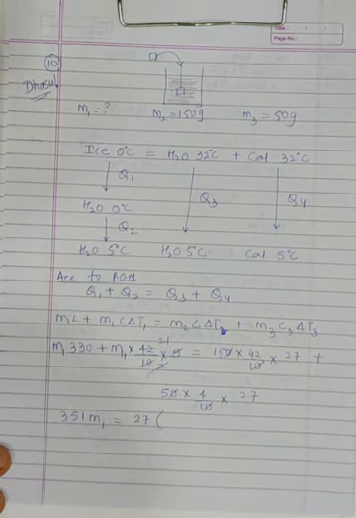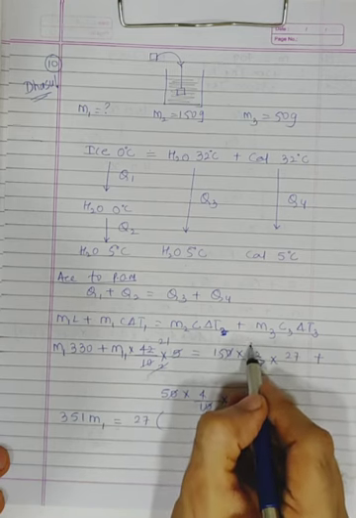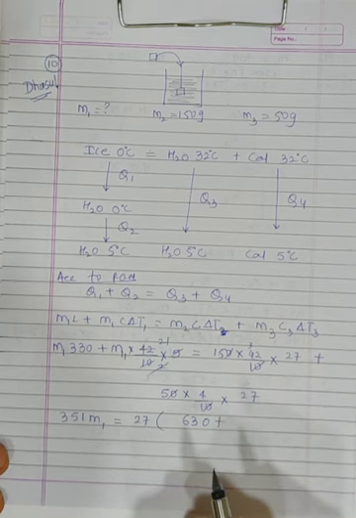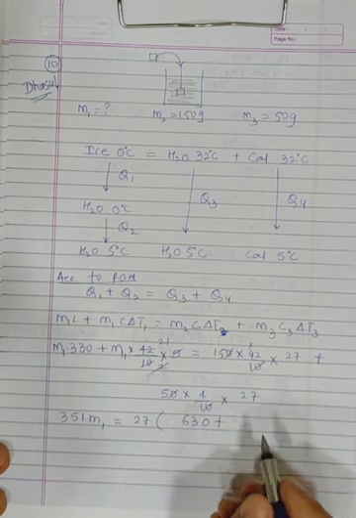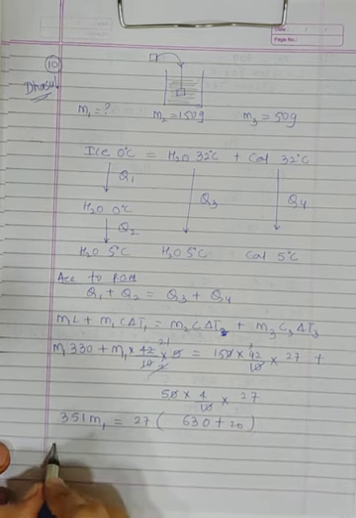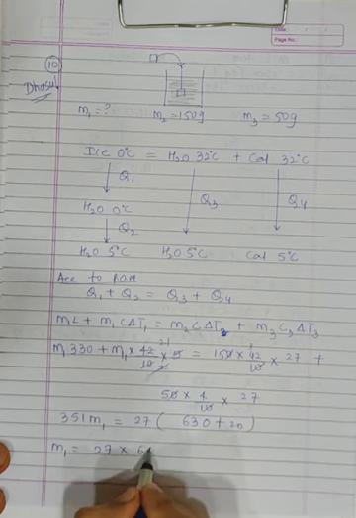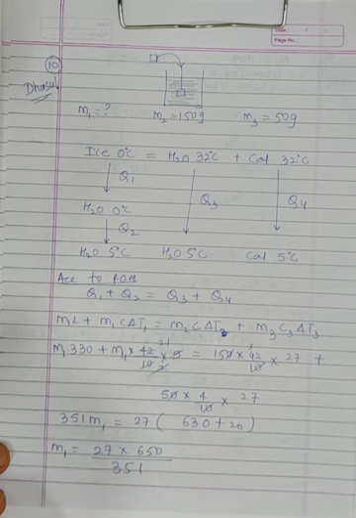420. So 15 2s are 30, 0, 3 carry over, 15 4s are 60, 3 6s are 30, plus 5 4s are 20. So what is the M1 equal to now? It will be 27 into 650 upon 351.